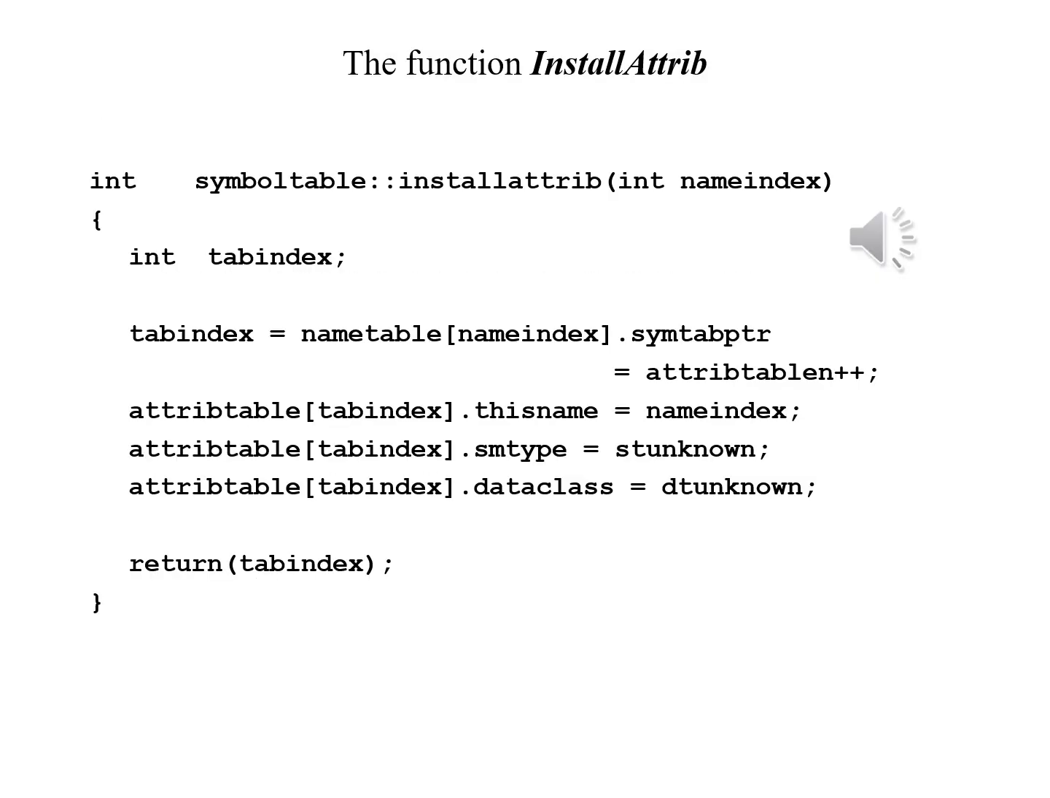Here we see the method installAttrib. We first get the index for the new entry. We save the index of its name table entry and set semantic type and data type as we said before.